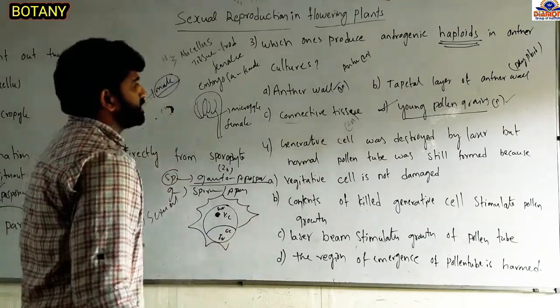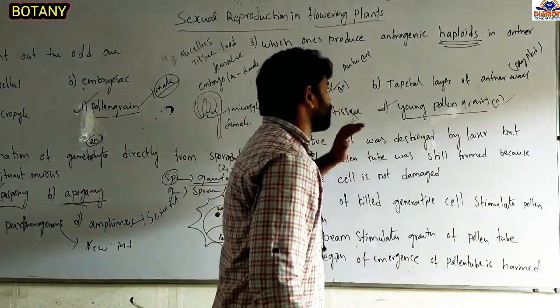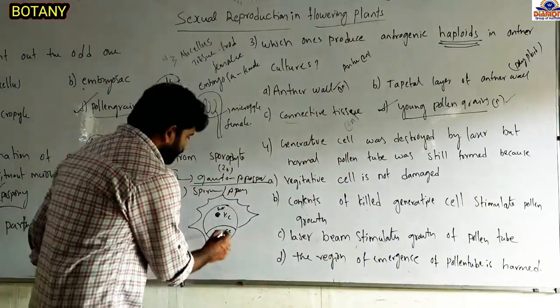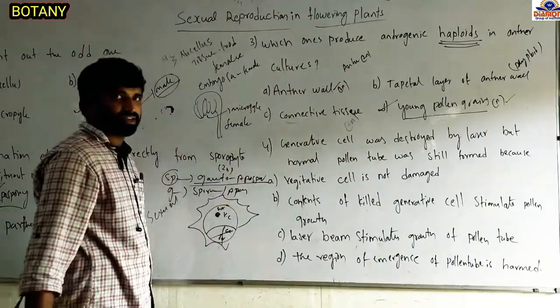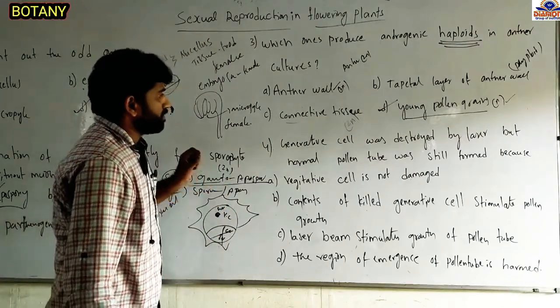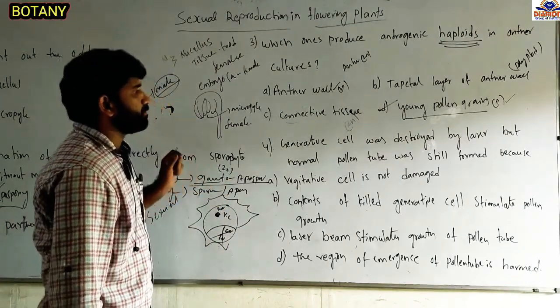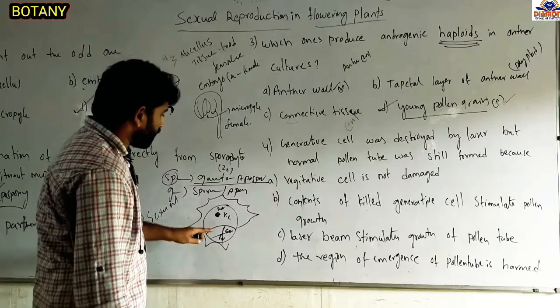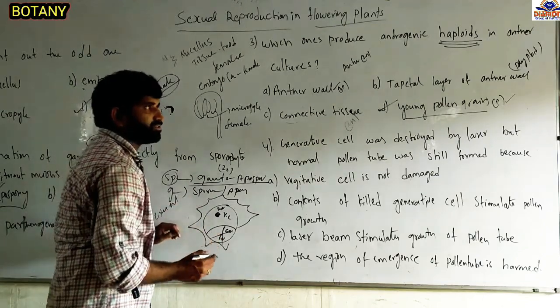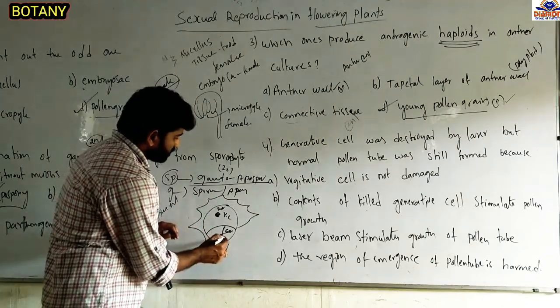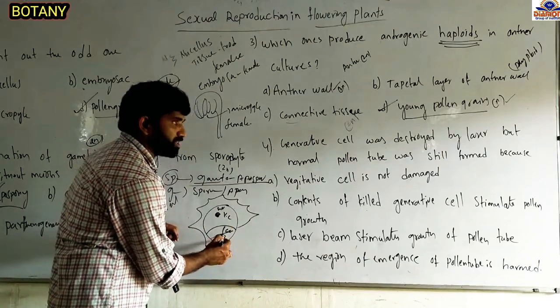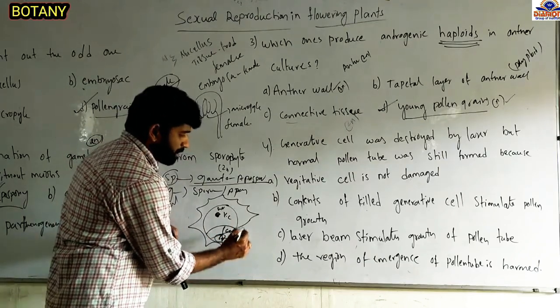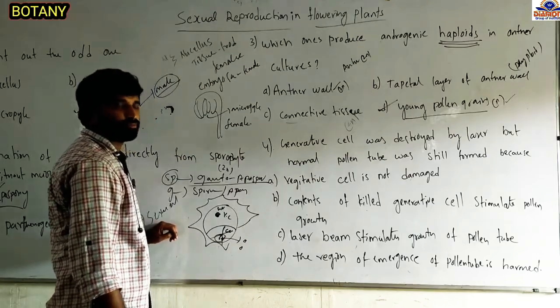So the question is, the generative cell was destroyed by laser. Now the generative cell is destroyed, and the pollen tube was still formed because the functions are divided between the generative cell and the vegetative cell. The generative cell or generative nucleus undergoes mitotic division and forms two male gametes, also called sperms.